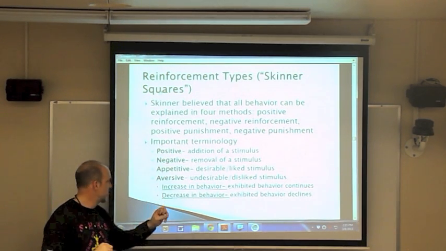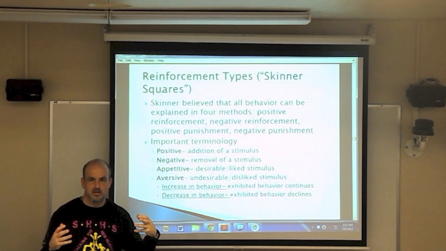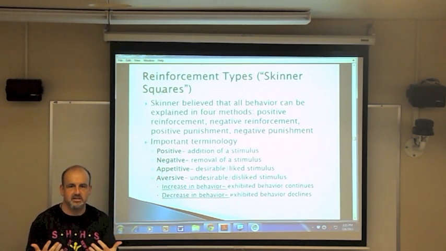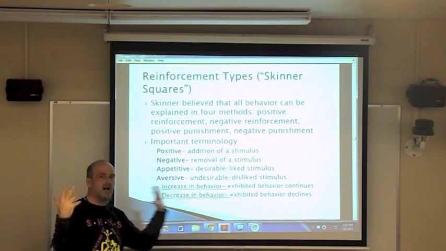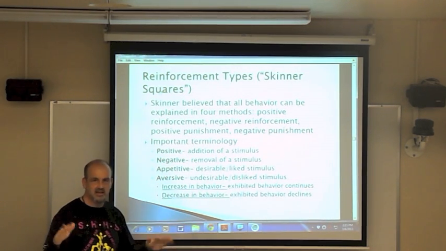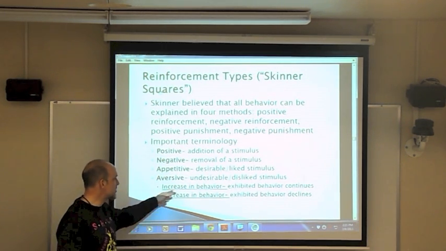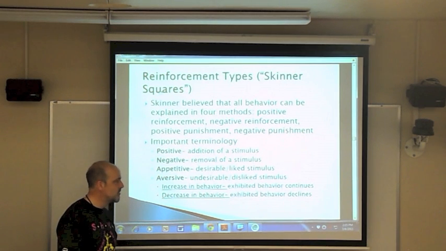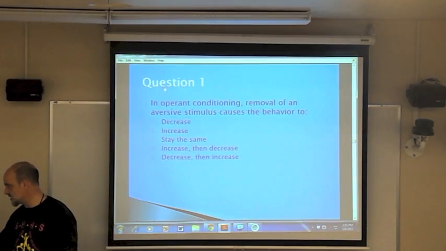Appetitive, AP for appealing, is desirable. They like it. Extra credit is appetitive. They love it. They need it. Aversive, AV for avoid. You don't want it. Avoid it. Dislike, hate it. Now, increase in behavior, behavior continues. Decrease in behavior, behavior declines.